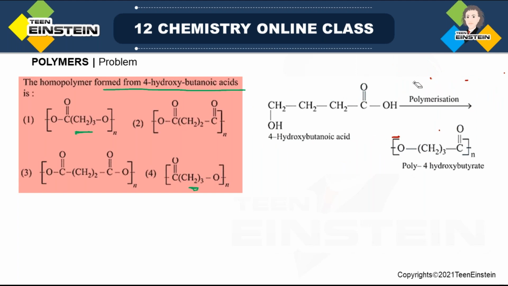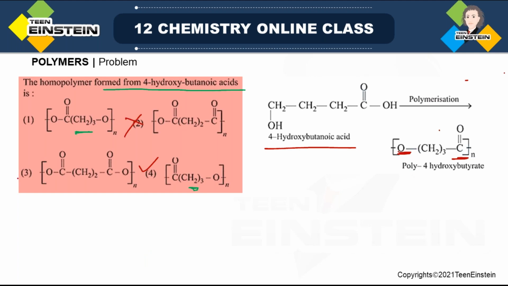So now you can see. Here directly the monomer name is given, but the structure is not given. Name is given, you have to draw the structure. In the previous case, there is some reagent. You apply that reagent, then you get monomer. But here monomer is given directly. So on one side there will be oxygen, another side there will be carbonyl, which is matching with this one.